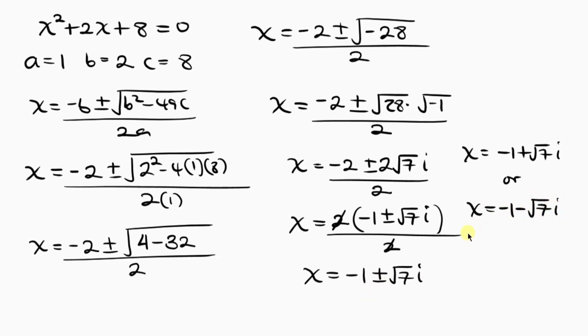So we have three values for x. We have x to be equal to 3. That's the first value for x. There's a second value for x, and this is the third value for x.